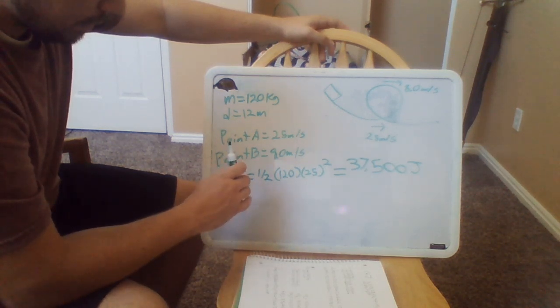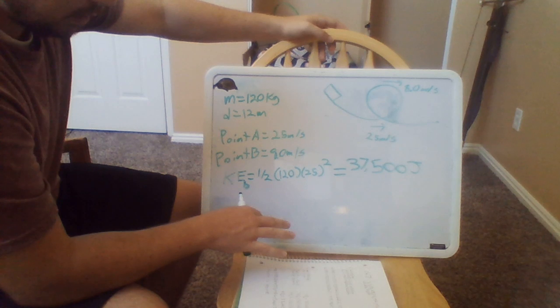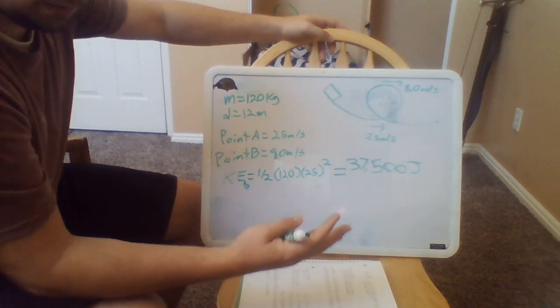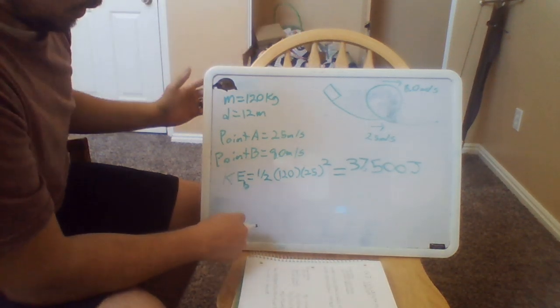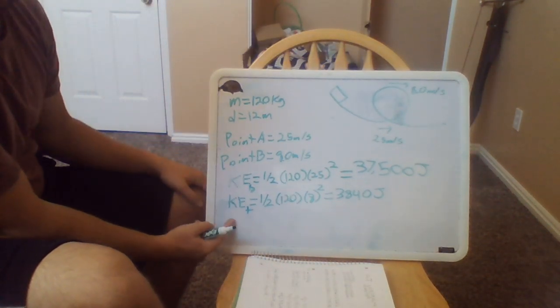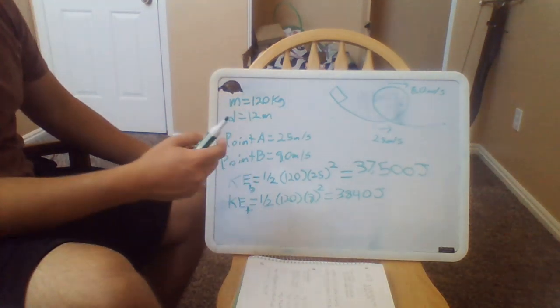Now for the top, we need to figure out the kinetic energy and the potential energy because it has potential energy at the top of the roller coaster. So we're going to use the same equation first to figure out the kinetic energy, and we'll do KE sub t for the top. That's 1/2 times 120 times 8 squared, which comes out to 3,840 joules. The kinetic energy for the top comes out to this.